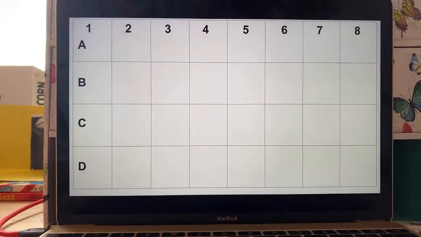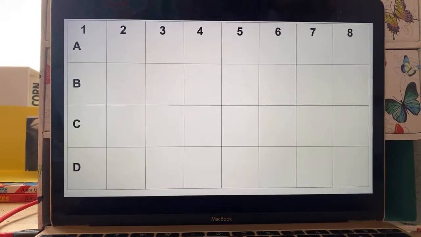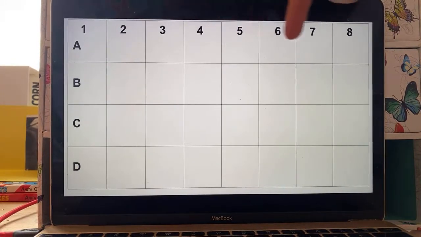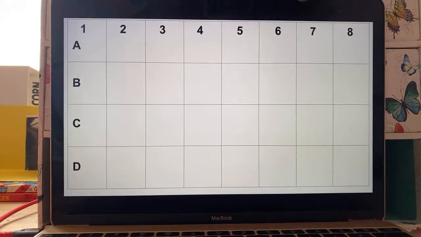Trying to do talking and doing things at the same time never works for me. What I need you to do is, if you finish drawing those segments, you just need to label them 1, 2, 3, 4, 5, 6, 7, 8 across the top, and A, B, C, D down the side. I will do that too in real time, so you should be able to do it at the same time.